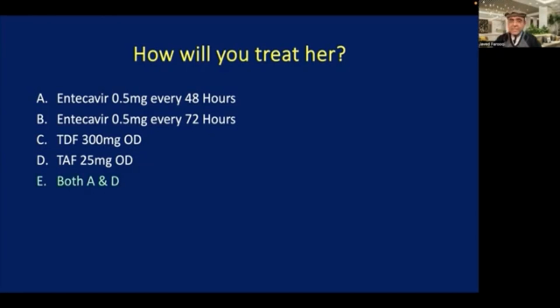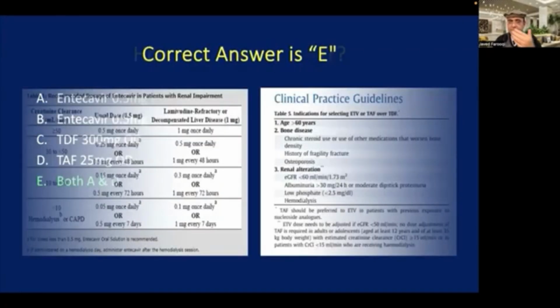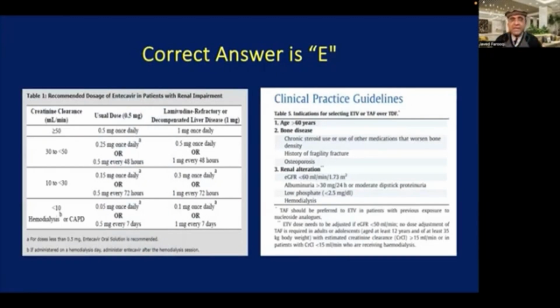So the correct answer is either you give this patient entecavir, you reduce the frequency from daily to every 48 hours, or you start this patient on TAF 25 milligram once a day. And this is the reason why we say this: the recommended dosage of entecavir in patients with renal impairment. These are the guidelines on how you reduce this. And again, TAF is a good option for renal alteration, and you better start these patients on TAF.